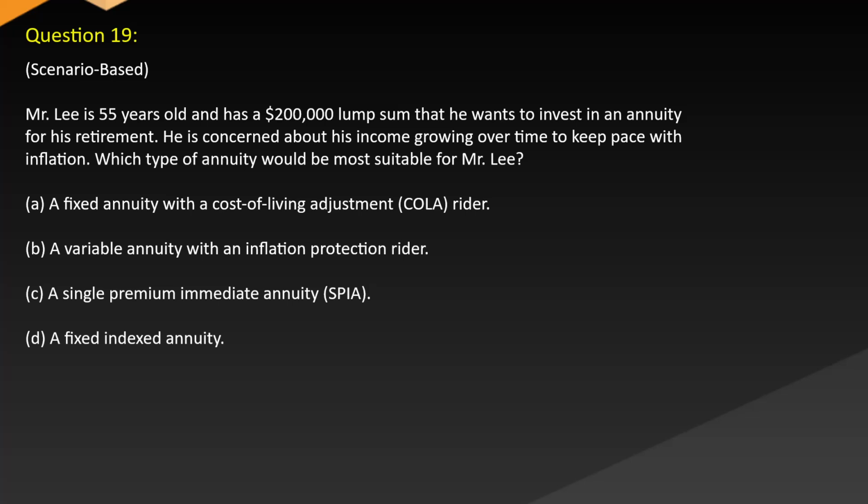Question 19. Scenario-based. Mr. Lee is 55 years old and has a $200,000 lump sum he wants to invest in an annuity for his retirement. He is concerned about his income growing over time to keep pace with inflation. Which type of annuity would be most suitable for Mr. Lee? A. A fixed annuity with a cost of living adjustment, COLA rider. B. A variable annuity with an inflation protection rider. C. A single premium immediate annuity, SPIA. D. A fixed indexed annuity.